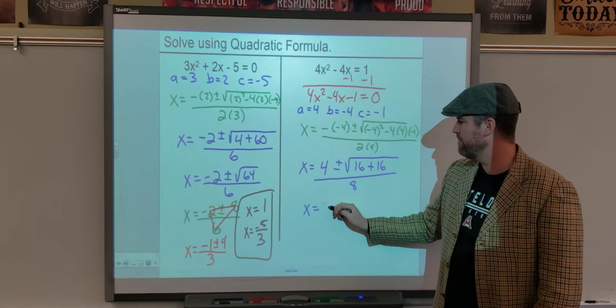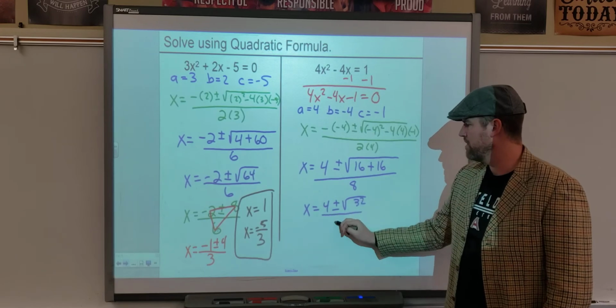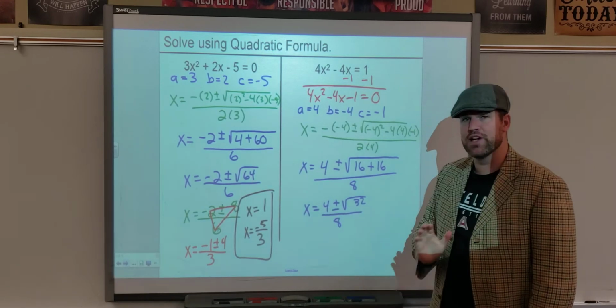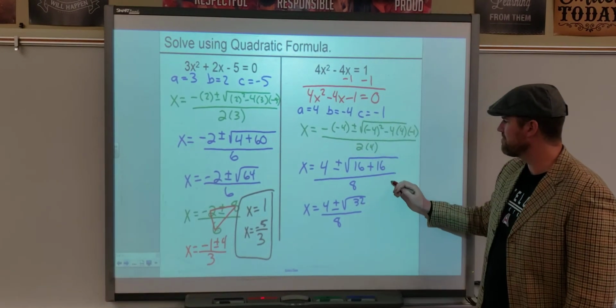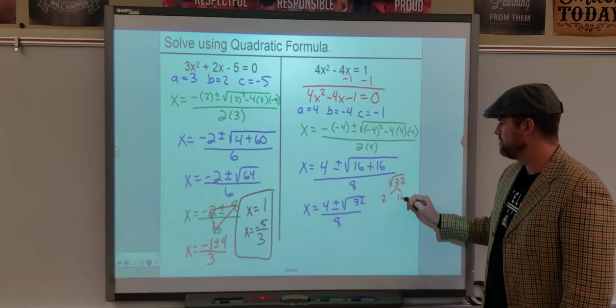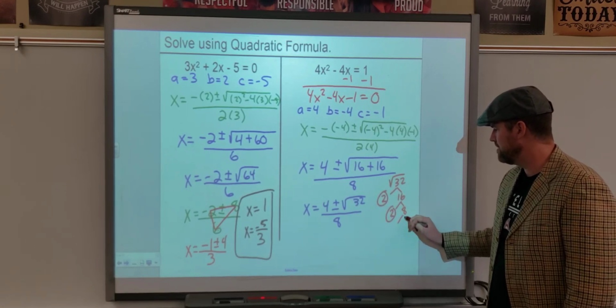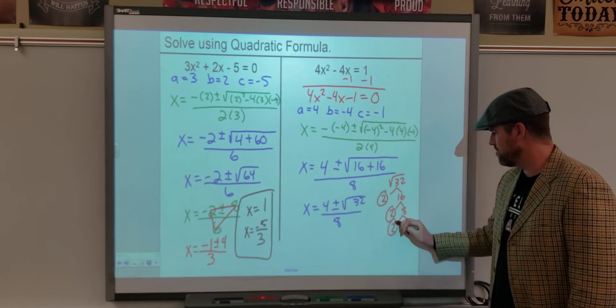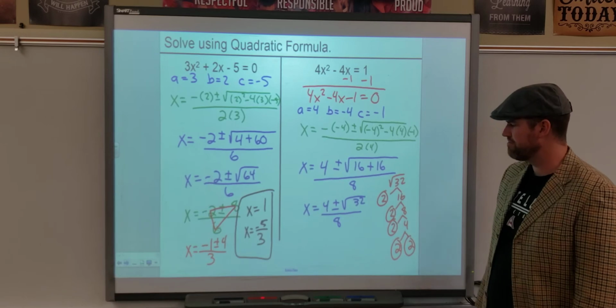Continue to simplify. 4 plus or minus square root of 32 over 8. Don't look for the Dorito chip yet. We have to simplify the square root first. Square root of 32 does simplify. 2 times 16, 2 times 8, 2 times 4, 2 times 2. So wow, we get a lot of 2's.